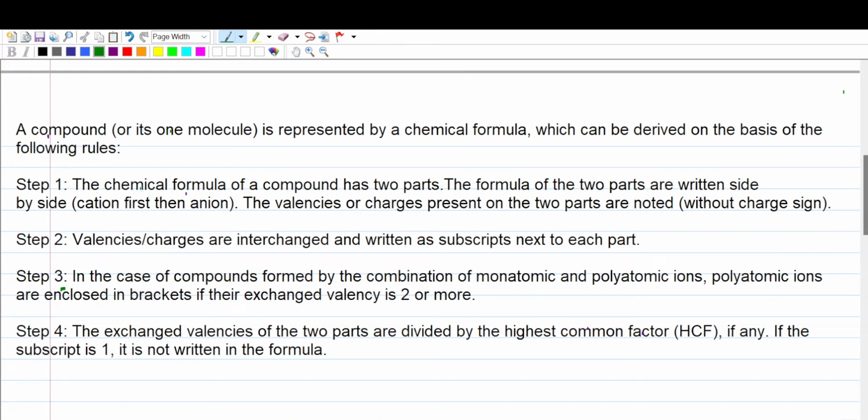Okay, so let's come back to the topic. Now, how do you represent a compound? A compound is represented through a chemical formula. So, what is a chemical formula? It is basically an abbreviated form of a compound.